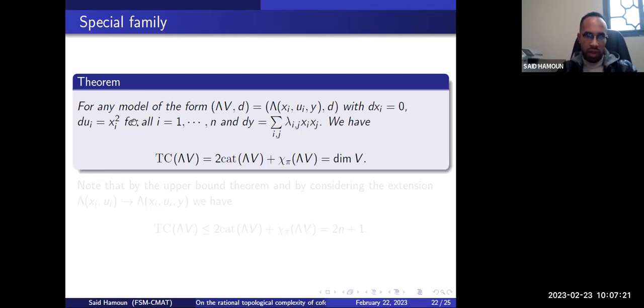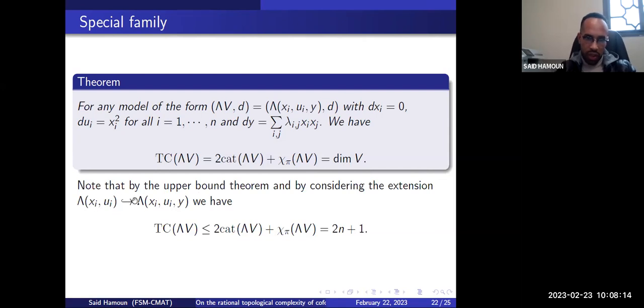Finally, here we have a complete result for this family, which generalizes the example seen before, and we prove that for any Sullivan model which is elliptic and pure coformal of this form, lambda xi, ui, y, where xi are cocycles and the differential of each ui is the square of xi, then the rational topological complexity is given in terms of rational LS category by the equality TC equals 2 times cat plus chi pi, which is here exactly the dimension of V.